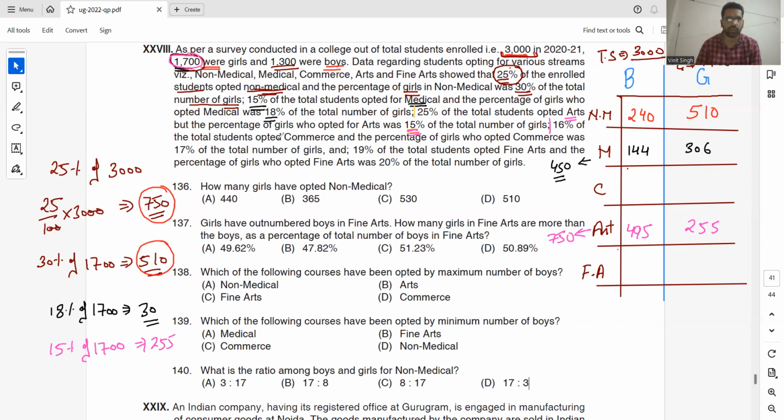16% of the total students opt for commerce. 16% of 3,000. Clear? Here, 16% of what? Total students. Clear? Now for commerce, 16% is equal to 480. And the percentage of girls who opt for commerce is 17%. Now 17% of 1,700 is equal to 289. And 480 minus 289 is equal to 191.